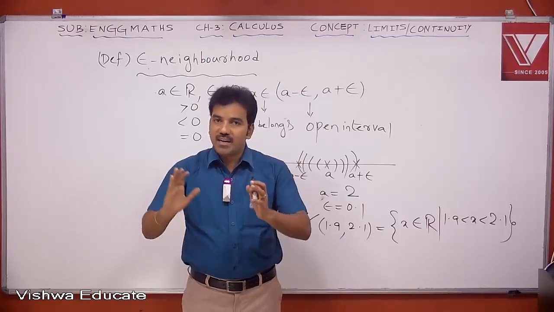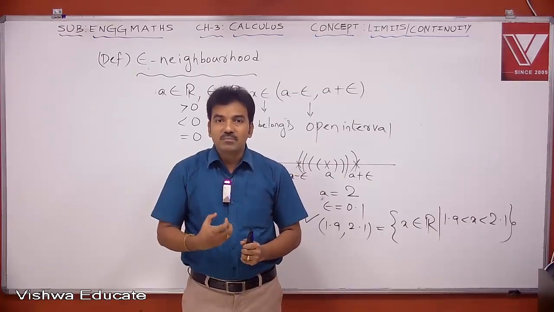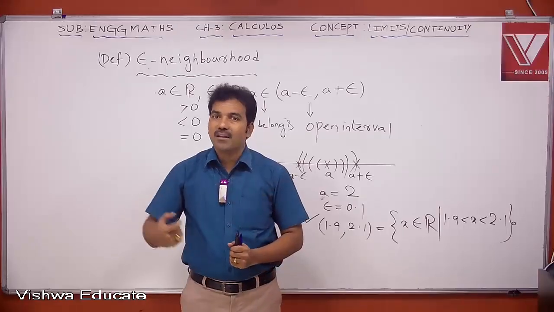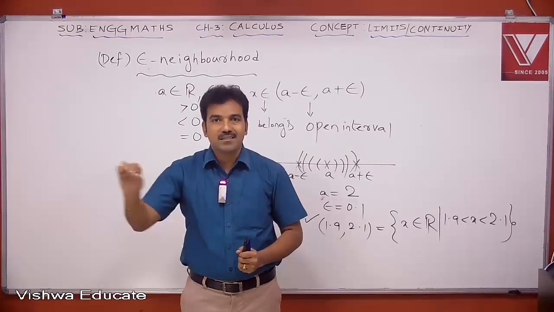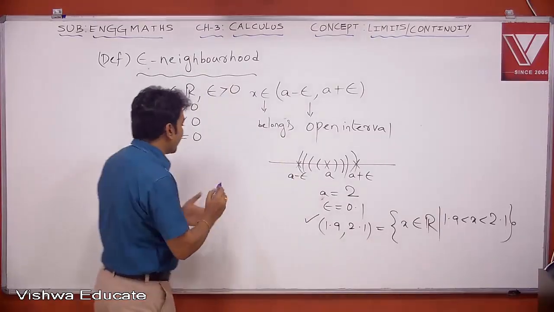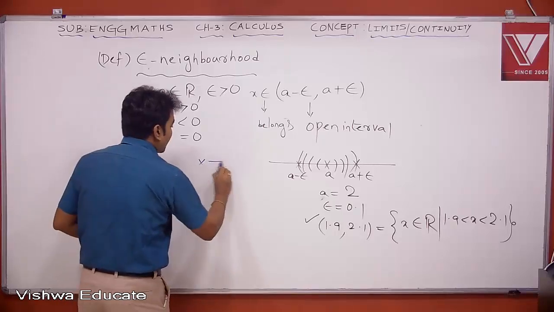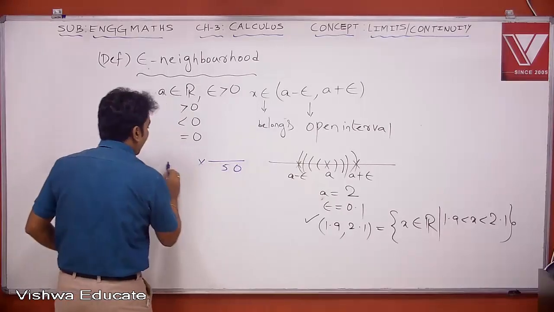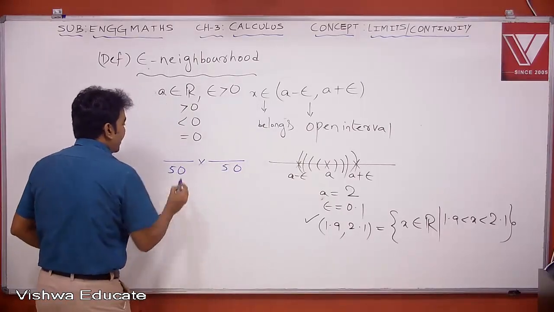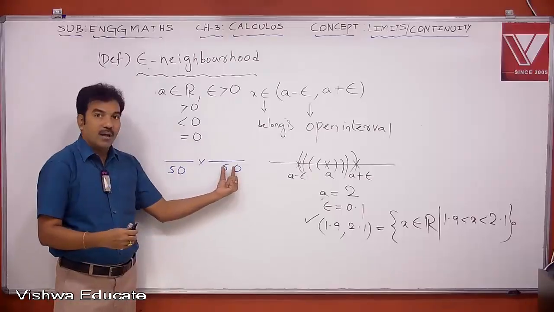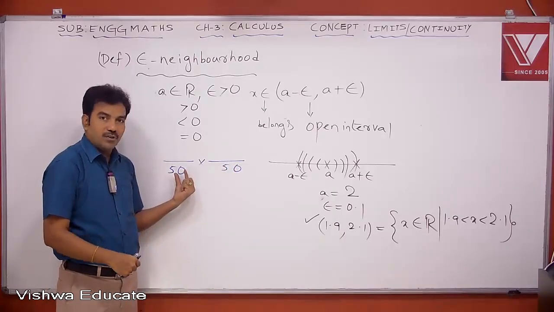My house is located at some particular place. Assume that all houses are constructed in parallel. So my house is located at this place, and I will consider 50 houses on this side and 50 houses on this side. Therefore all these are called neighbors of myself.